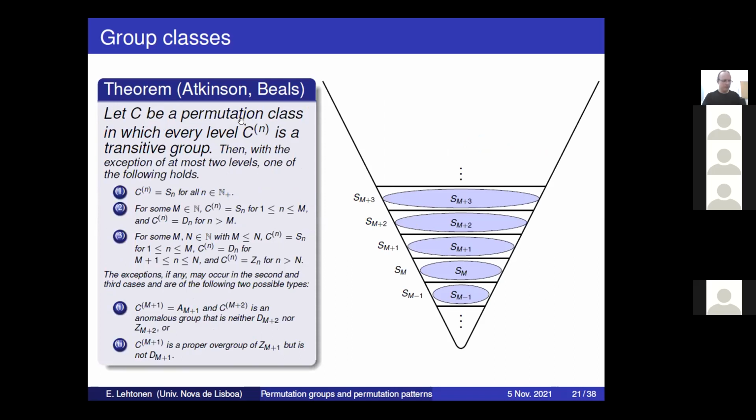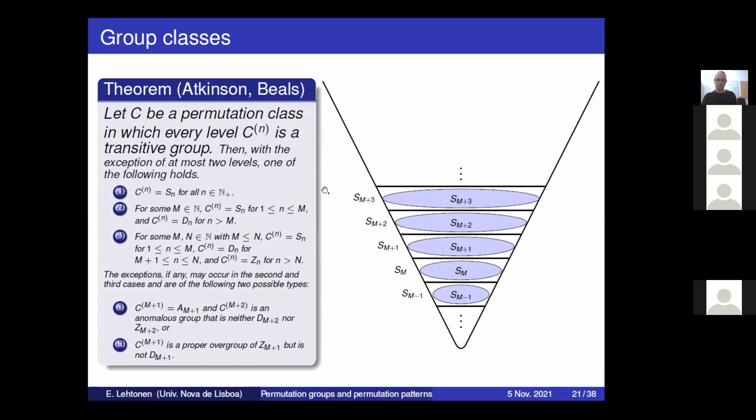The second main result of Atkinson and Beals is this. They described completely the group classes in which every level is a transitive group. So here are several possibilities. The first possibility is the class of all permutations. All levels are just symmetric groups.